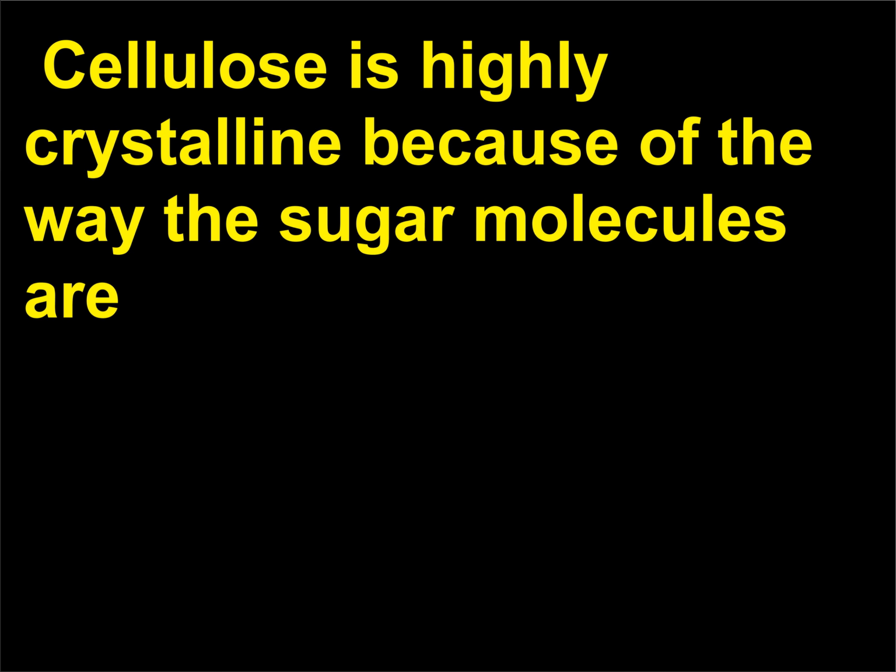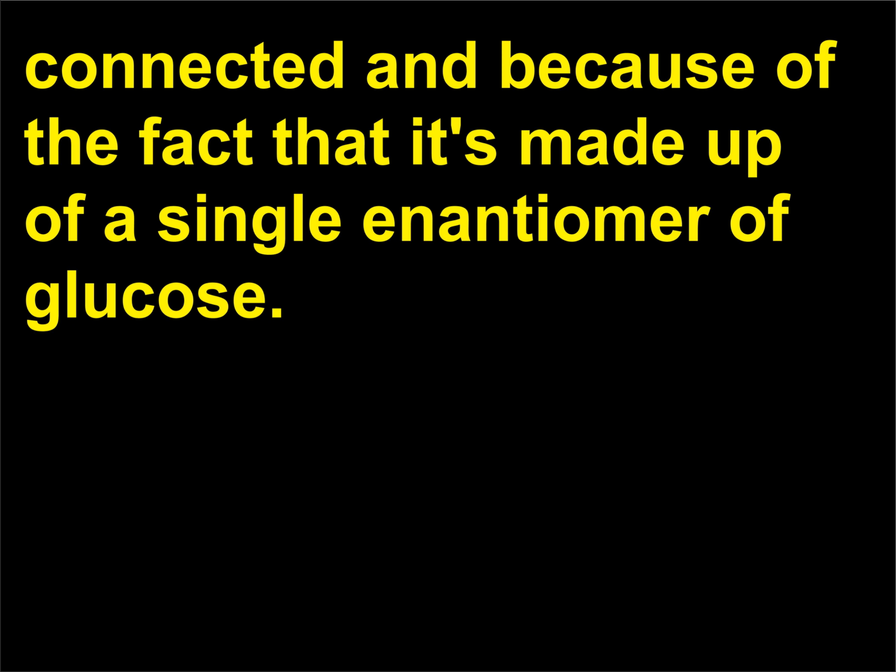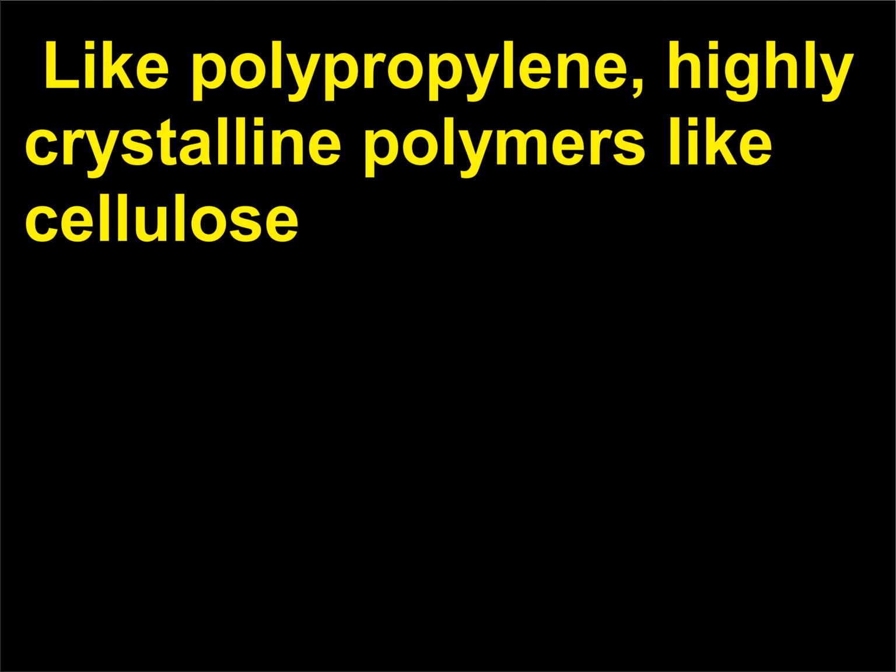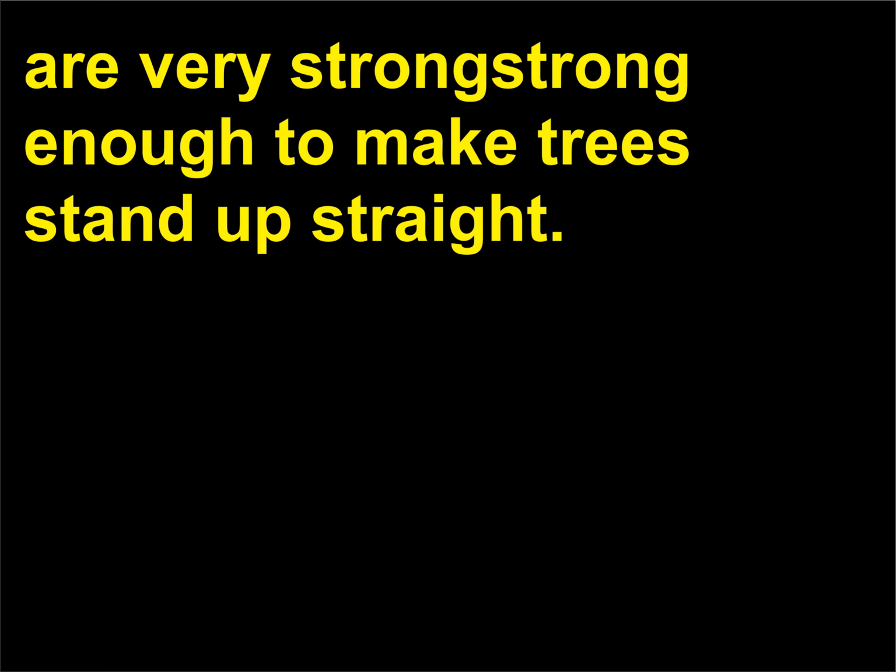Cellulose is highly crystalline because of the way the sugar molecules are connected and because of the fact that it's made up of a single enantiomer of glucose. Like polypropylene, highly crystalline polymers like cellulose are strong enough to make trees stand up straight.